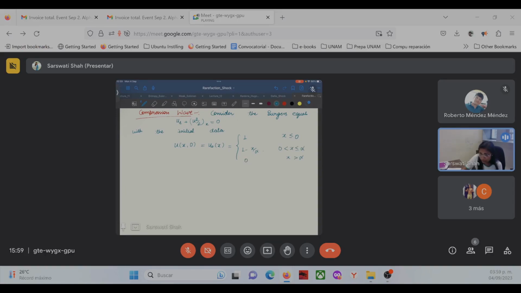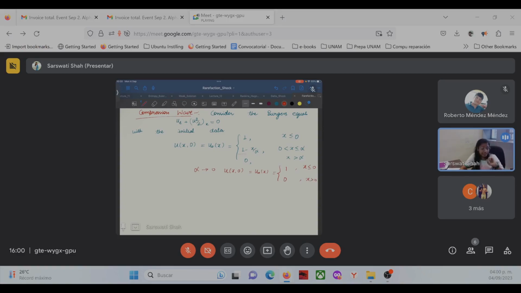Would you please check whether this initial data is continuous or not? Yes, it's continuous. So this is a continuous initial data, and when alpha tends to 0, this part will be neglected. In that case, it will not be continuous: 1 for x less than or equal to 0, 0 for x greater than 0. In that case, it will have a sudden jump.